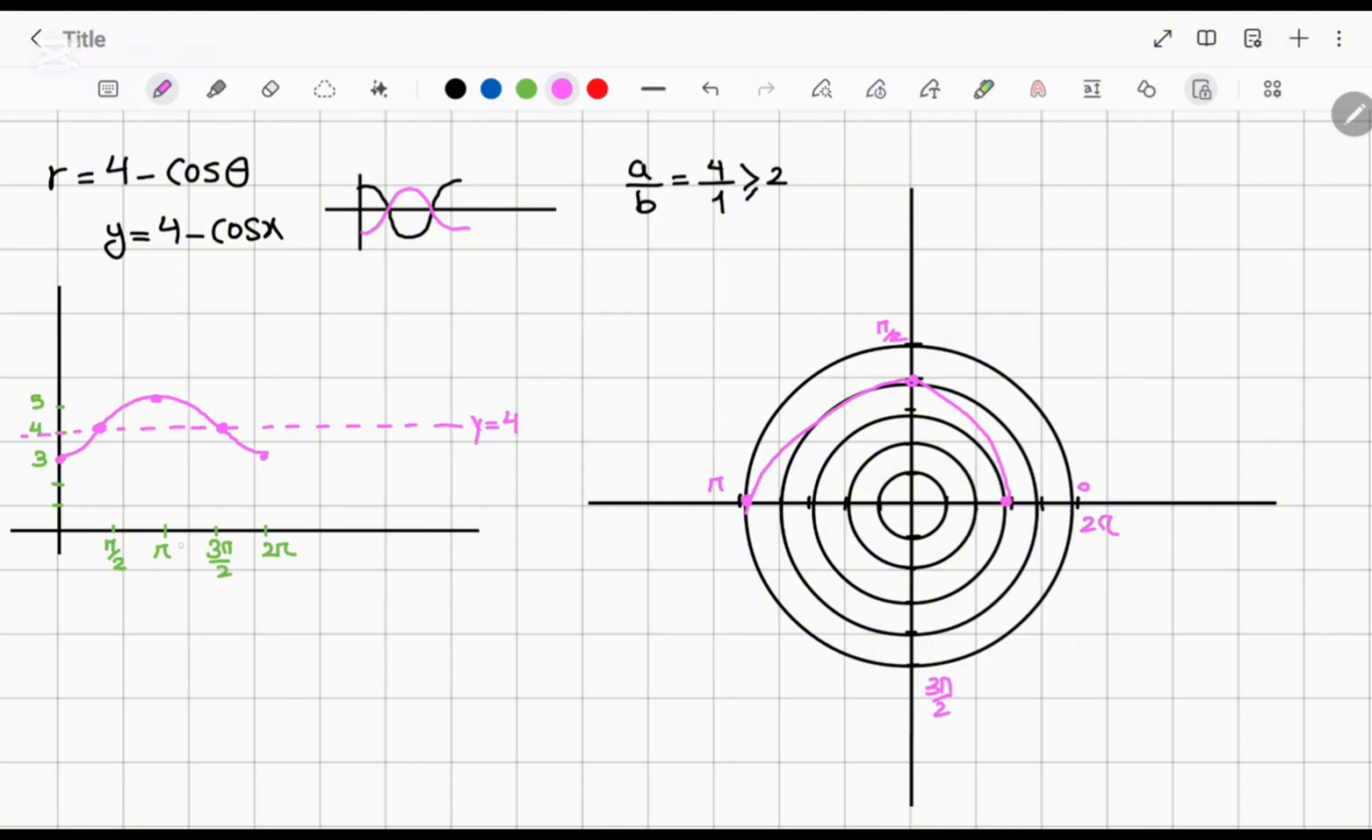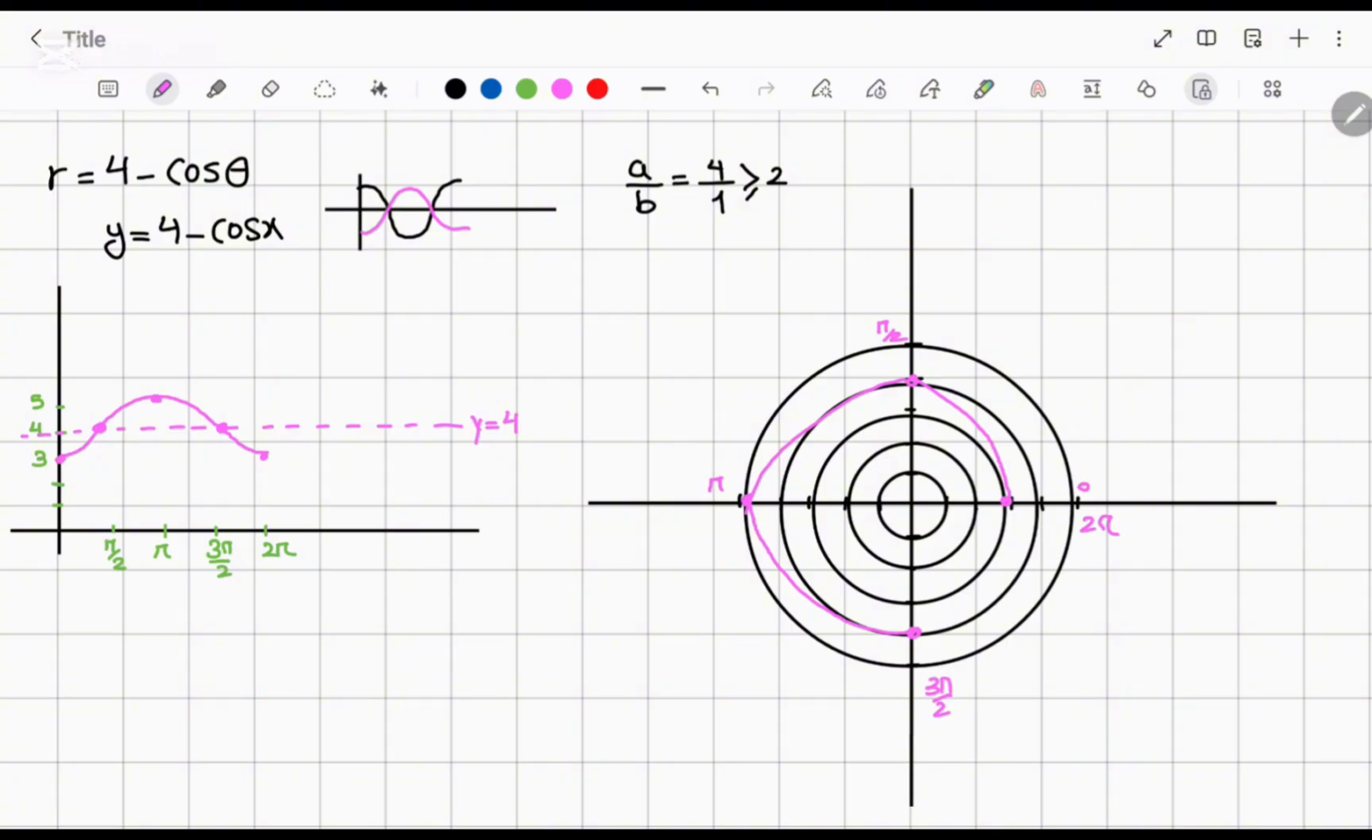Okay, and then on 3 pi over 2, the graph is at 4, sorry. It's going to be here. See, on 3 pi over 2, the graph is at 4. So it's going to look like this. I'm going to continue this.